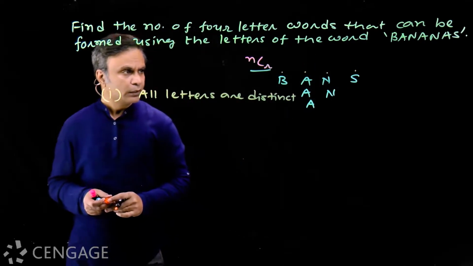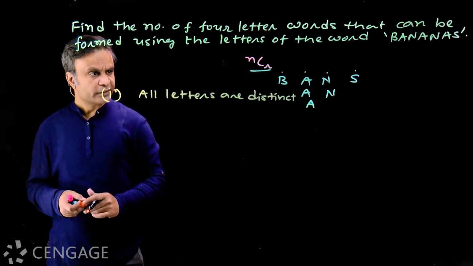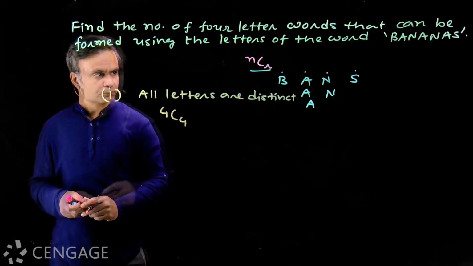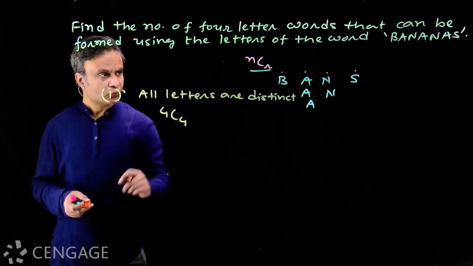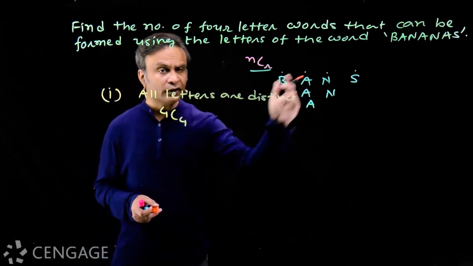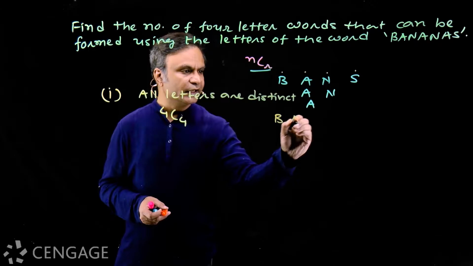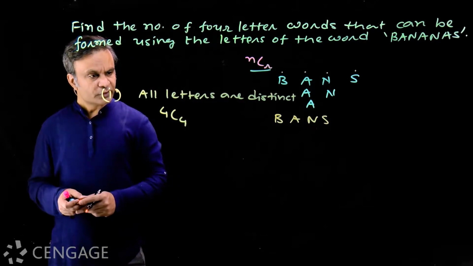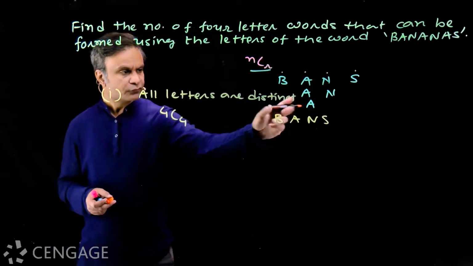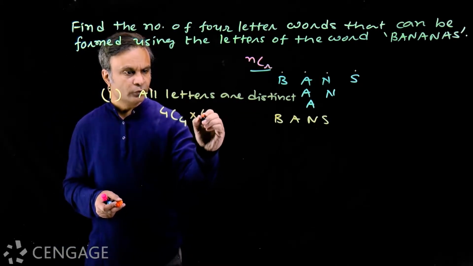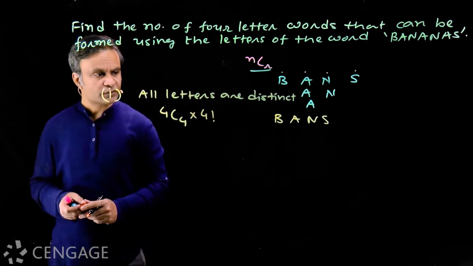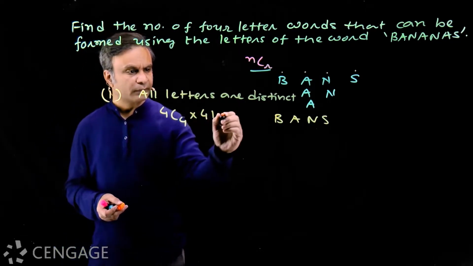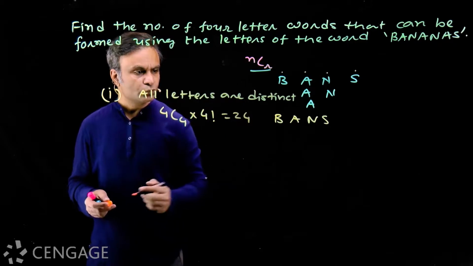ठीक है ना? We have to select 4 distinct letters and we can select in 4C4 ways. Definitely we will select B, 1 A, 1 N and 1 S. Letters will be B, A, N, S. Now how many words can be formed using these 4 letters? We can form 4 factorial number of words. So number of words will be 4C4, which is actually 1, multiplied by 4 factorial, this is equal to 24.